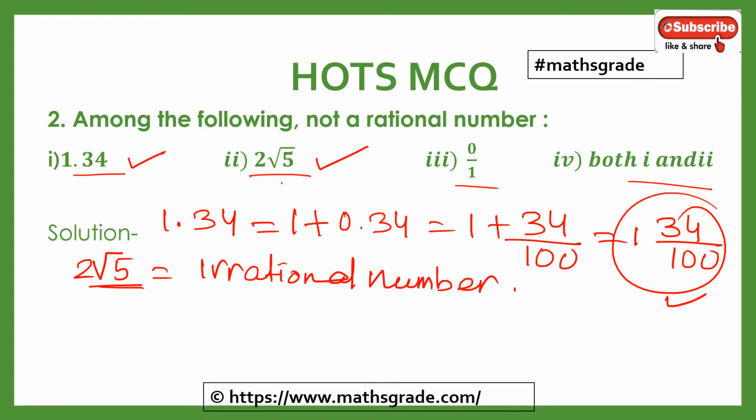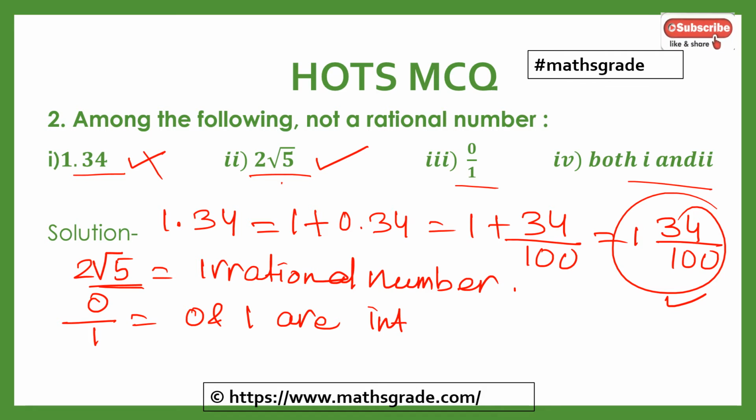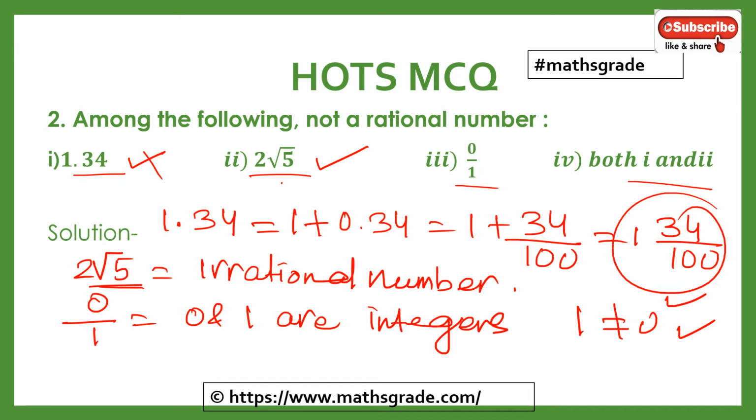Zero divided by 1. Here both the numbers 0 and 1 are integers and the denominator 1 is not equal to 0. So this is also a rational number. 1.34 is a rational number, but 2 root 5 is not a rational number. So our answer is 2 root 5. This is not a rational number.